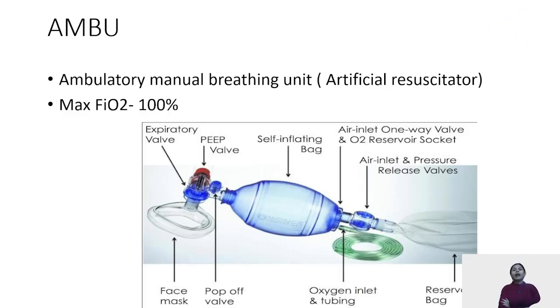Ambu bag. The ambu bag and other oxygen therapy devices will be covered in the very next class on oxygen therapy. But still, ambu is the ambulatory manual breathing unit, as you all can see here. And the FiO2 that can be generated through ambu is 100%. This is the most important thing for ambu, that the FiO2 which can be generated in ambu is equivalent to that of the endotracheal tube, which is 100%.